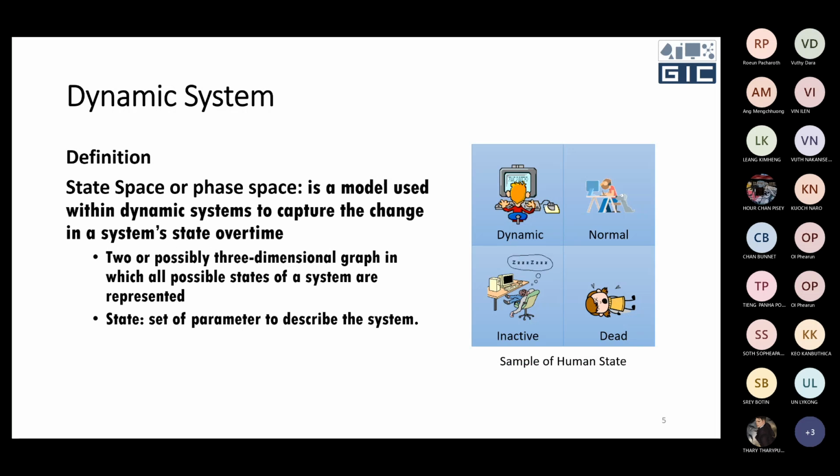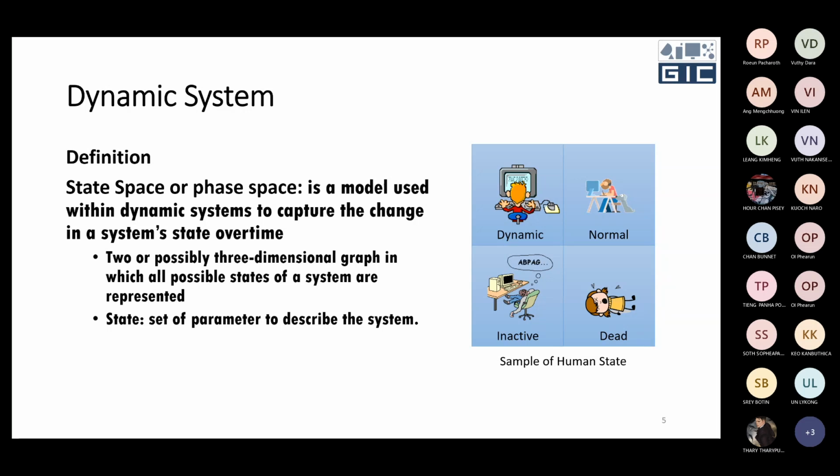So this is one example of a dynamic system. In the properties of the dynamic system, you have one thing we call state space, and the other thing is path space.